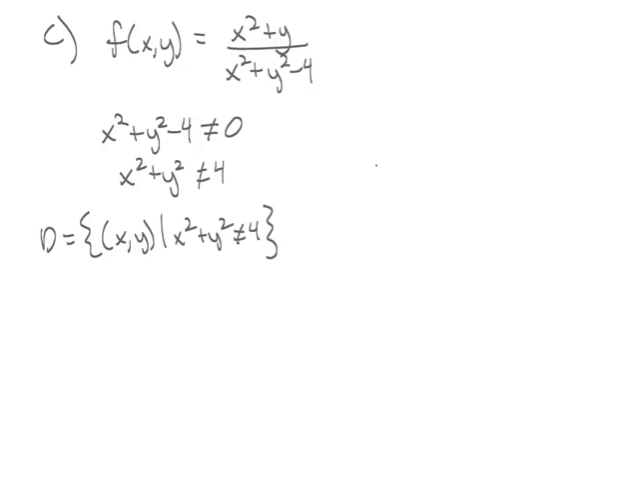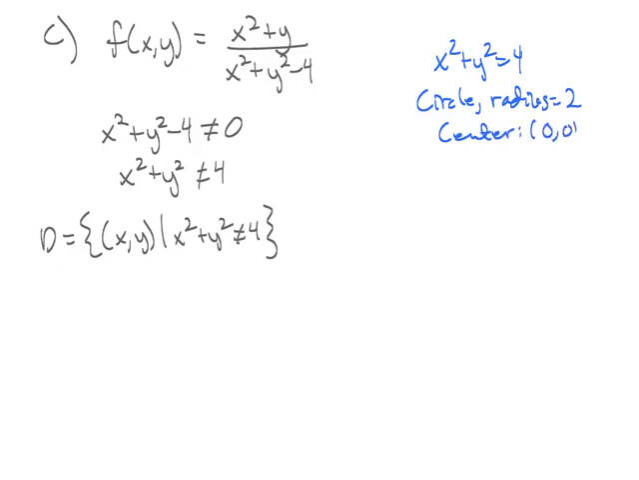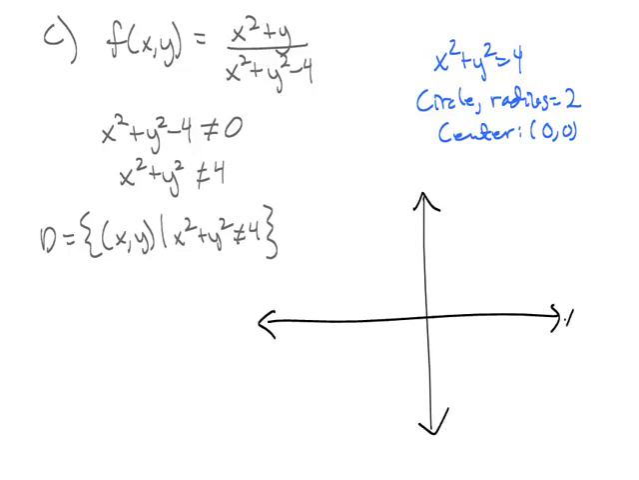Well, x squared plus y squared equals 4, as you know, is a circle of radius 2. The radius is 2, and the center is the origin (0, 0). So I'm going to indicate that I can use any ordered pair in R2 except for ordered pairs that fall on that circle of radius 2.